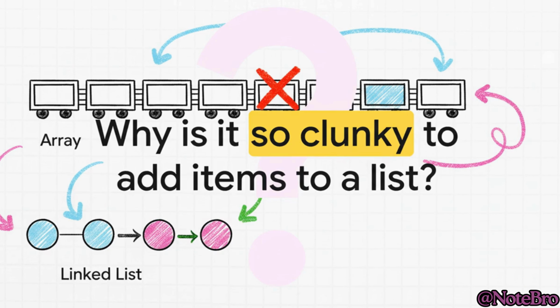Okay, let's kick things off with a frustration that every programmer knows all too well. You've got this perfectly good list of items, an array, but the second you need to stick something new in the middle or pull something out, everything just grinds to a halt. So why is that so clunky?